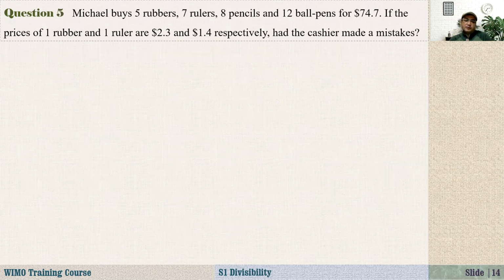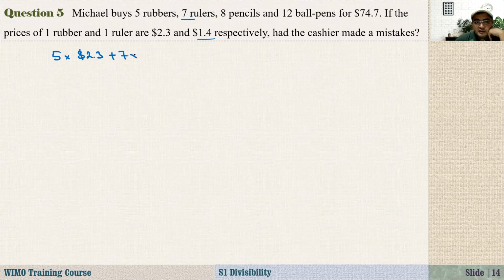All right. Next question. Michael buys 5 rubbers, 7 rulers, 8 pencils, and 12 ball pens for $74.70. If the prices of one rubber and one ruler are $2.3 and $1.4 respectively, had the cashier made a mistake? So here we just need to find whether there is a mistake or not. So here 5 rubbers, right? And 5 times 1 rubber is $2.3, plus, and how many rulers? 7 rulers. 1 ruler is $1.4.